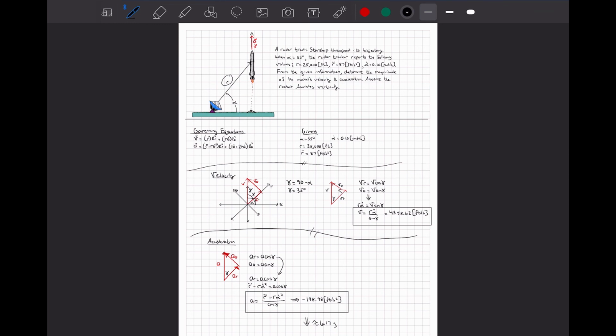But yeah, so to conclude, this problem was basically another vector decomposition problem, and we made use of polar coordinates to solve. So I hope this was helpful, and I hope you stick around for the next video. Thank you.